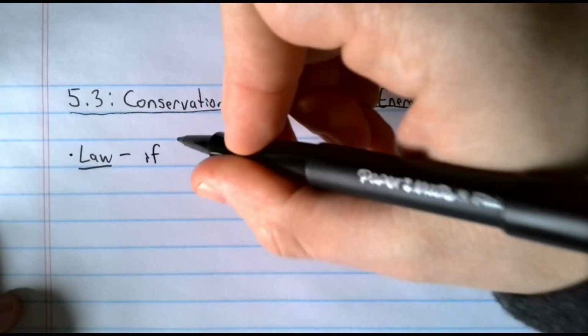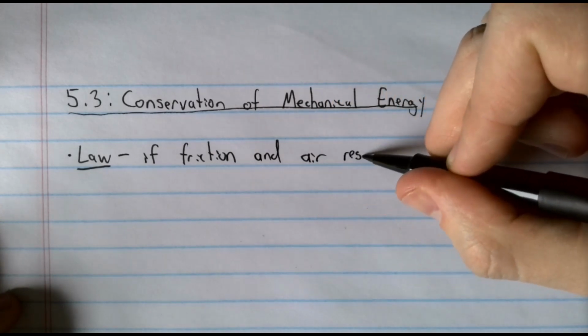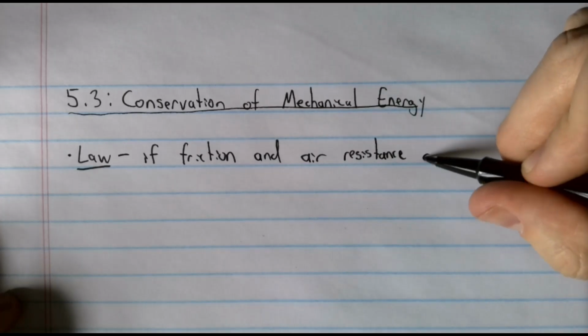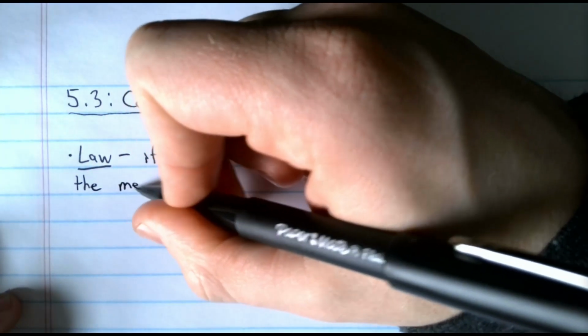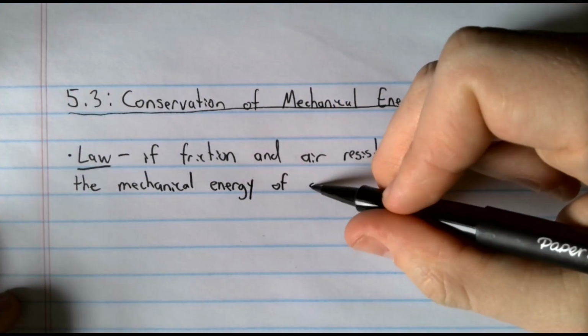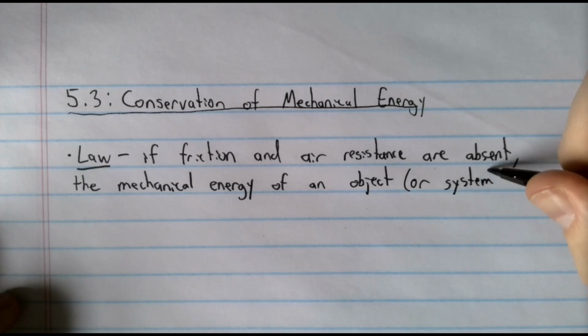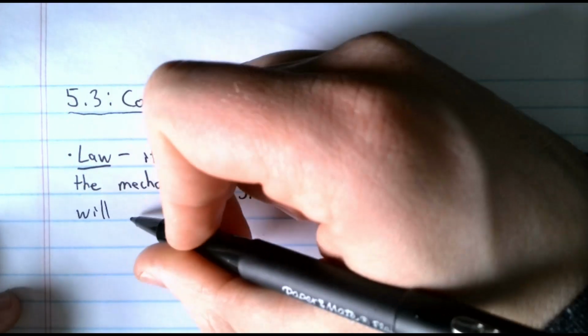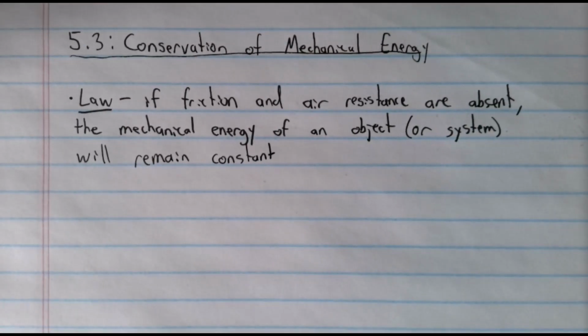Here's the way we'll phrase it. If friction and air resistance are absent, the mechanical energy of an object or system will remain constant.